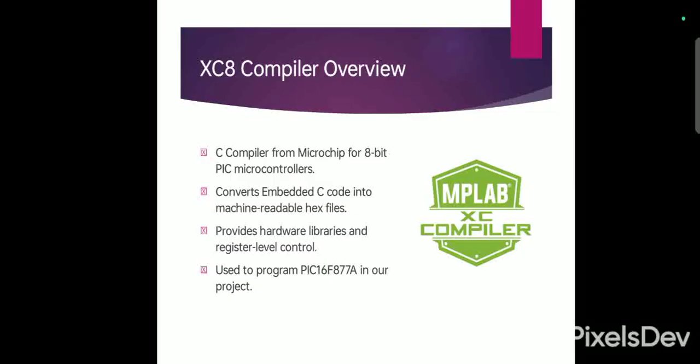Next one is XC8 compiler overview. The XC8 compiler is used for compiling embedded C code for 8-bit PIC microcontrollers. It converts the source code into a hex file which can be loaded into the microcontroller. It provides low-level control over hardware, allowing us to configure peripherals easily. So this is mainly important where we can write the code in MPLAB, but that code file is converted into another file, a .hex file. So this will be useful to load in the PICSimLab tool. So this becomes a mediator.